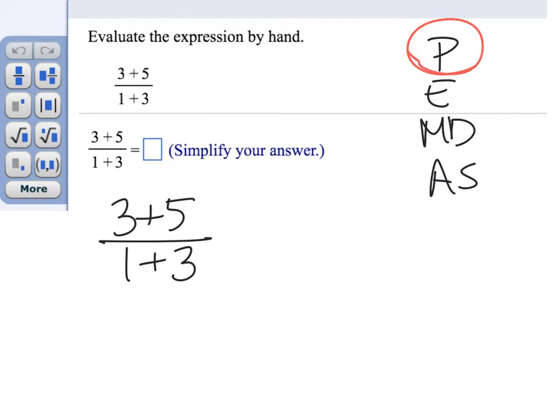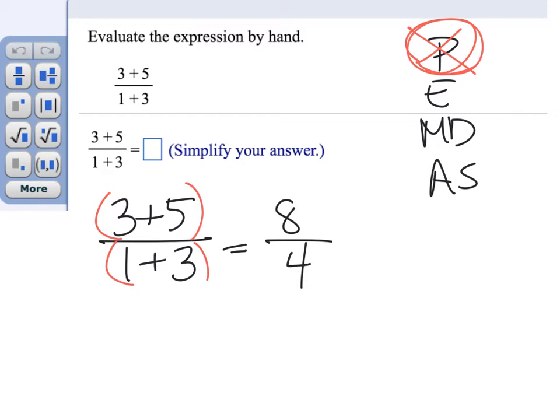So really, we do have parentheses. Our parentheses are like right here and right here. So really, this becomes 8 divided by 4 because 3 plus 5 is 8. 1 plus 3 is 4.